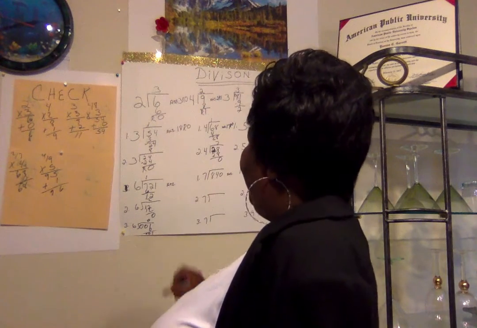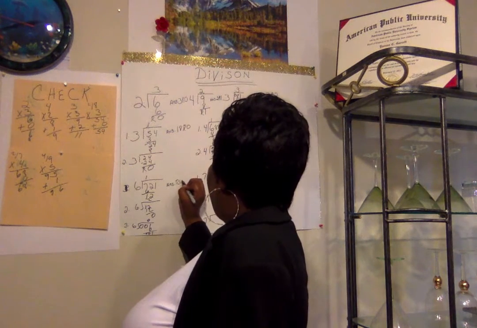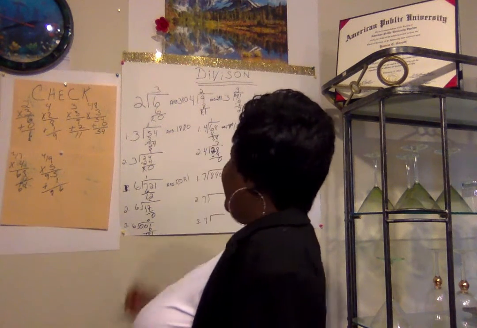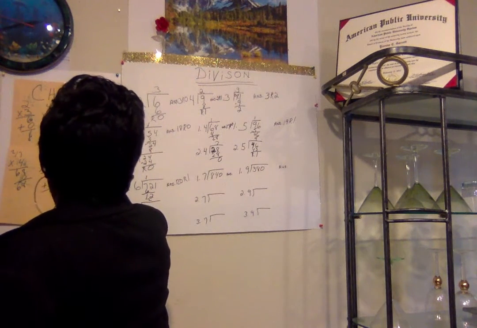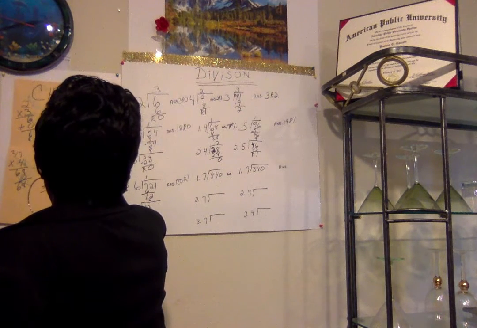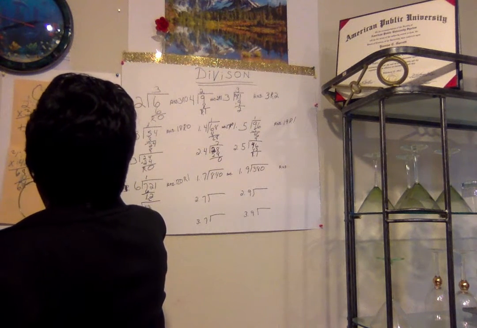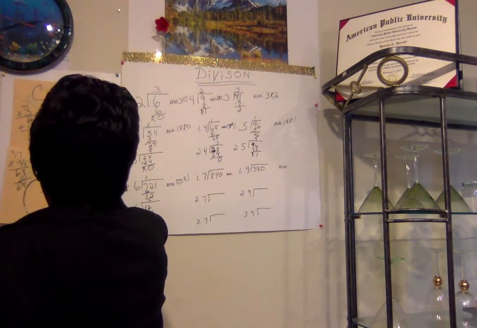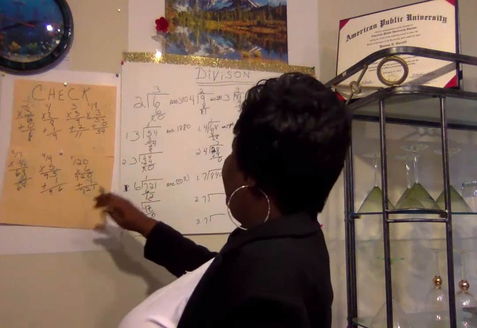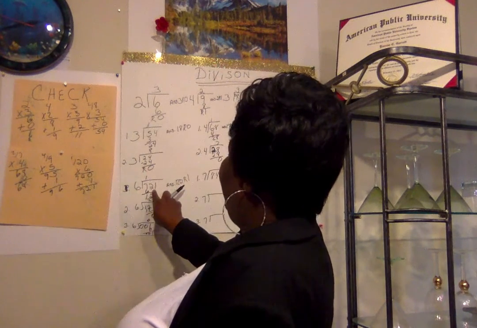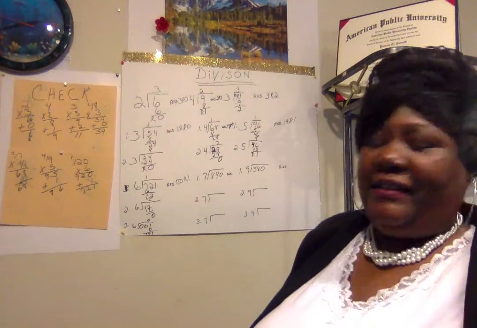So you will write down 3 numbers, 1, 2, 0. So your answer is 120, remainder 1. Let's go check. 120, you write your big number first, times the small number, 6. So 6 times 0 is 0, 6 times 2 is 12, write 2, carry your 1, 6 times 1 is 6, plus 1 is 7, plus the 1, 721. And your answer when you multiply is what? 721. Therefore, you know your answer is correct.